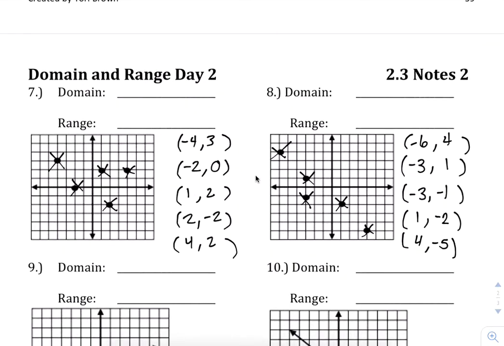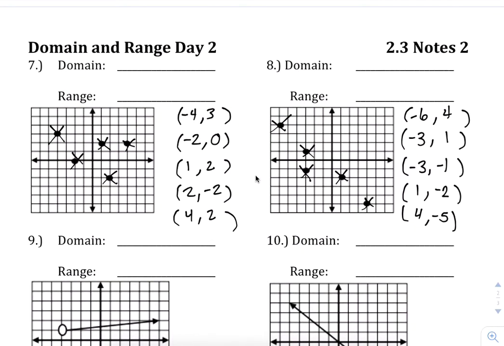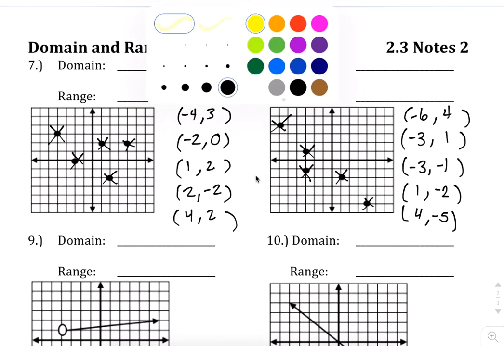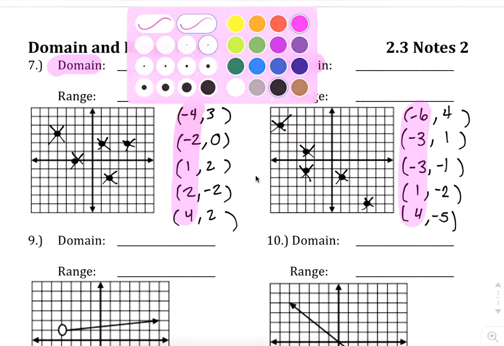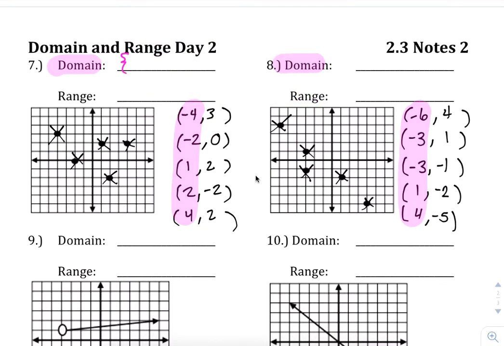Okay, take a second, make sure you have all those points written down, and then we will start with our domain. All right, domain is my x's. So I'm going to take all of the x numbers, and I'm going to list them in order from least to greatest. So for my x's, I'm going to start with the lowest number, -4, -2, 1, 2, and 4. I have used all 5 numbers each one time. No duplicates. Let's look at number 8.